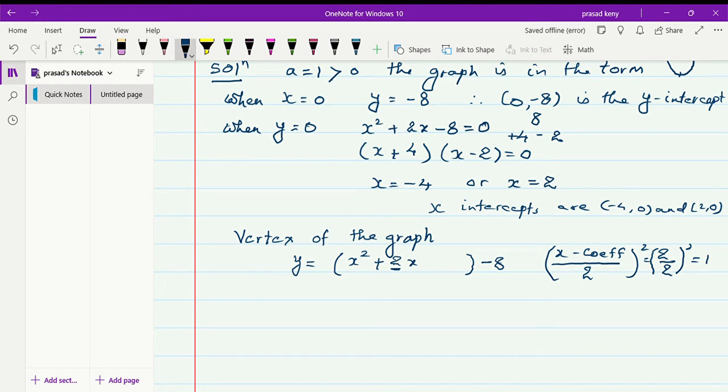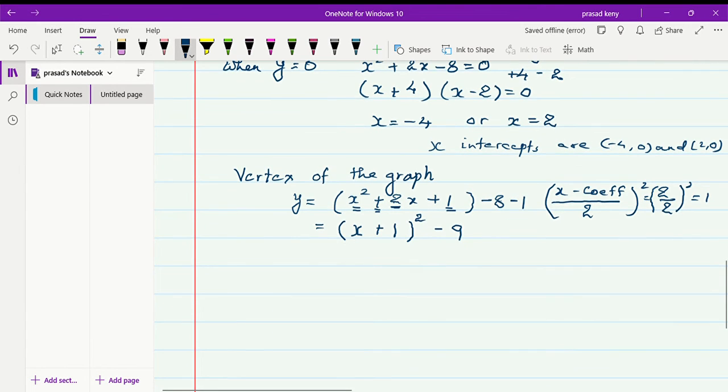So I will add 1 here, and since I have added 1 here, to balance I will subtract 1 here. So the bracket has become the complete square. Now the first term is x square here, so write x here. The last term is 1, which is the square of 1, and only consider the sign of the middle term. So the bracket is (x + 1) the whole square minus 9.